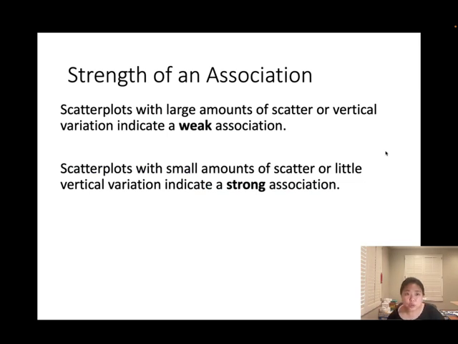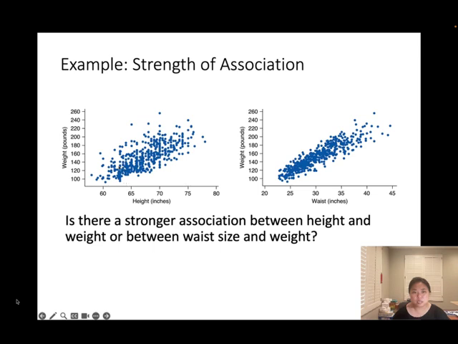Okay, strength of an association. Scatterplots with a large amount of scatter or vertical variation indicate a weak association. Scatterplots with a small amount of scatter or little vertical variation indicate a strong association. So you could look at the example here. This one does have a large amount of scatter, or you could see that for the vertical variation, they do have a large amount. So this is a weak association.